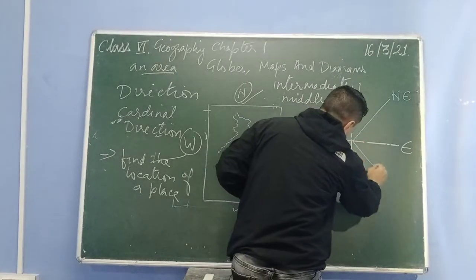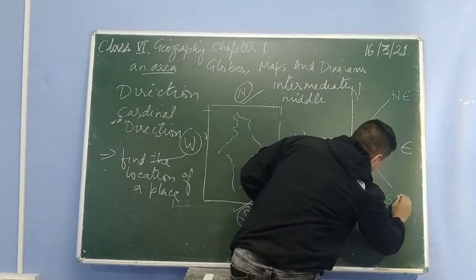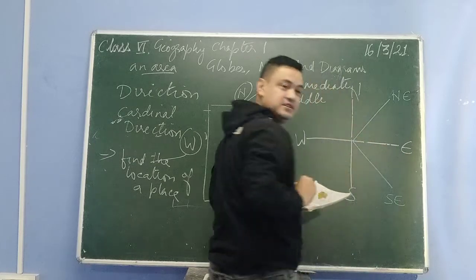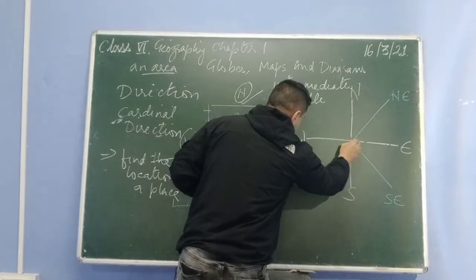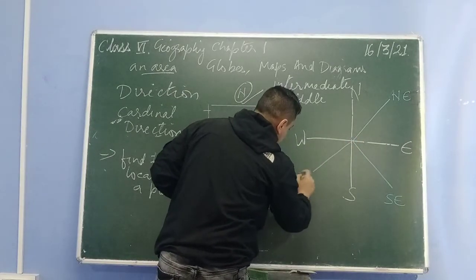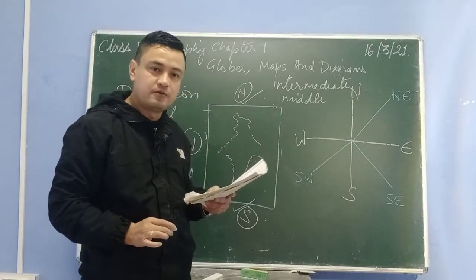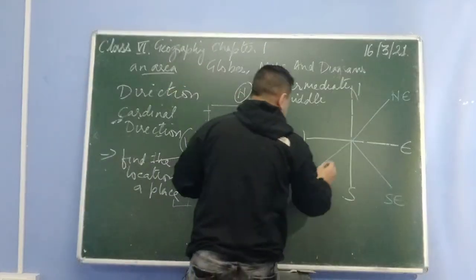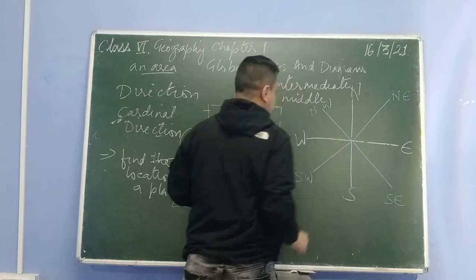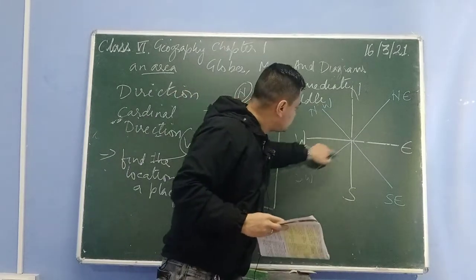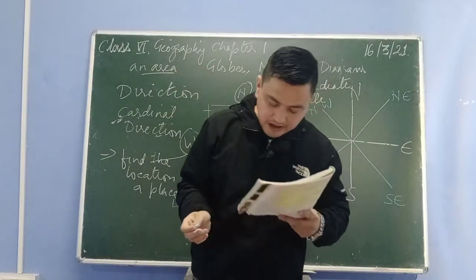This is also known as intermediate direction. This is known by the word southeast. Are you getting my point? Now I am drawing another direction here. This is known as southwest. Underline it in your book also. And this is known as northwest. So these four directions are basically called intermediate directions.